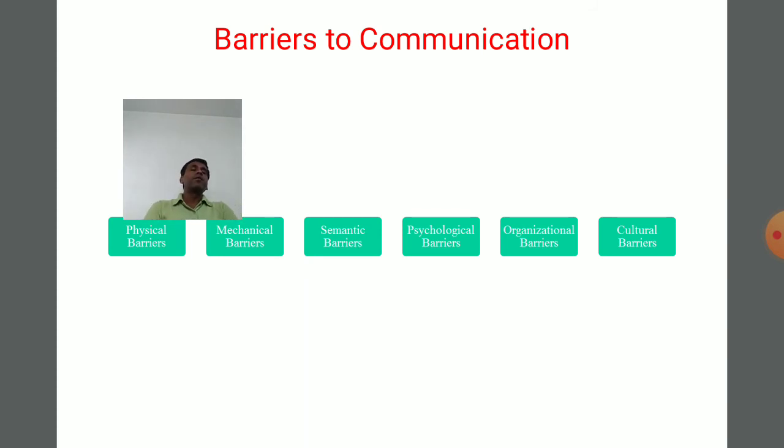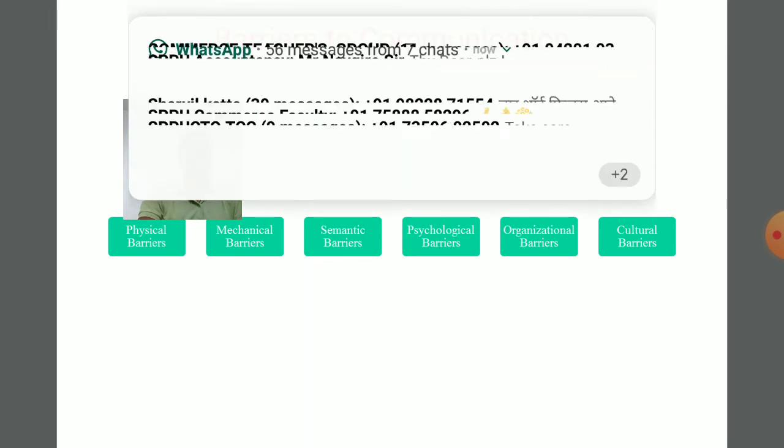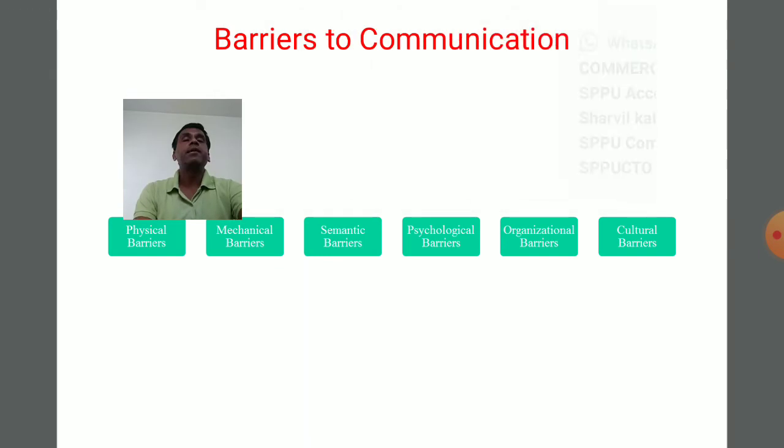If two people of two different cultures come into the process of communication, definitely they have to understand each other, they have to know each other, and then they have to start their communication. If they don't do so, definitely they will face some problems and issues, and this is the barrier called cultural barrier.